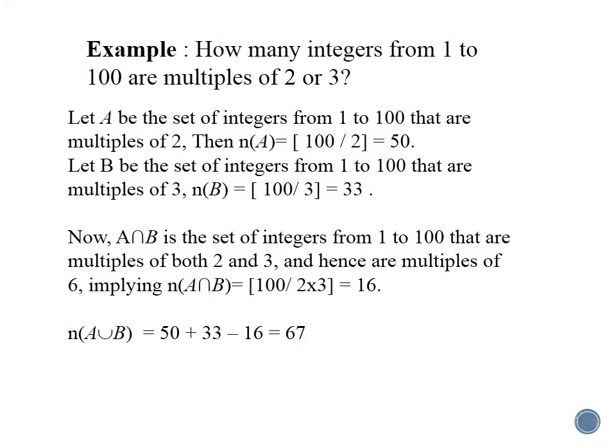Now A intersection B is the set of integers from 1 to 100 that are multiples of both 2 and 3, and hence are multiples of 6. So the cardinality of A intersection B equals 100 divided by 2 times 3, which is 16. So now our question is we have to find the number of integers between 1 and 100 that are multiples of 2 or 3. So we have to find n of A union B. By the principle of inclusion and exclusion, we get the answer as 67.